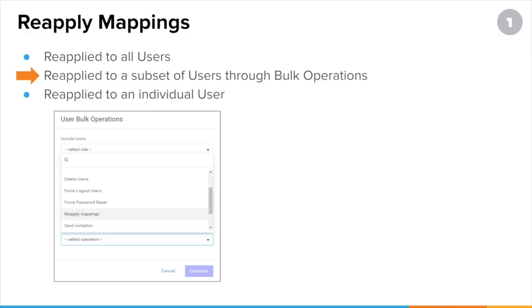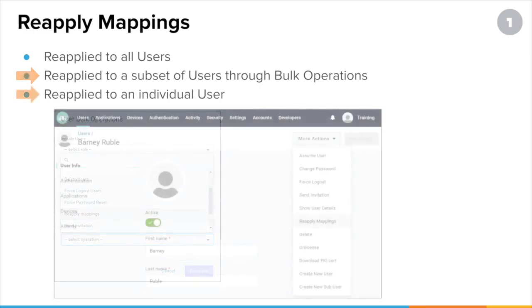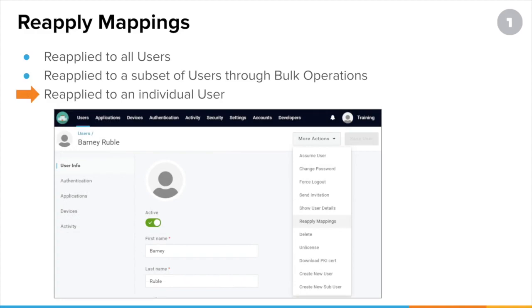The other way that, of course, you might reapply mappings to users is, as we've already mentioned, through bulk operations. Here you might filter which users you want to reapply mappings to based upon a group they belong to, a role they are part of, and or their status. As we mentioned before, all bulk operations can be filtered this way. And lastly, you can do it through the More Actions menu for a particular user. So you can go to that user's account, choose More Actions, and you'll see Reapply Mappings there as an option.